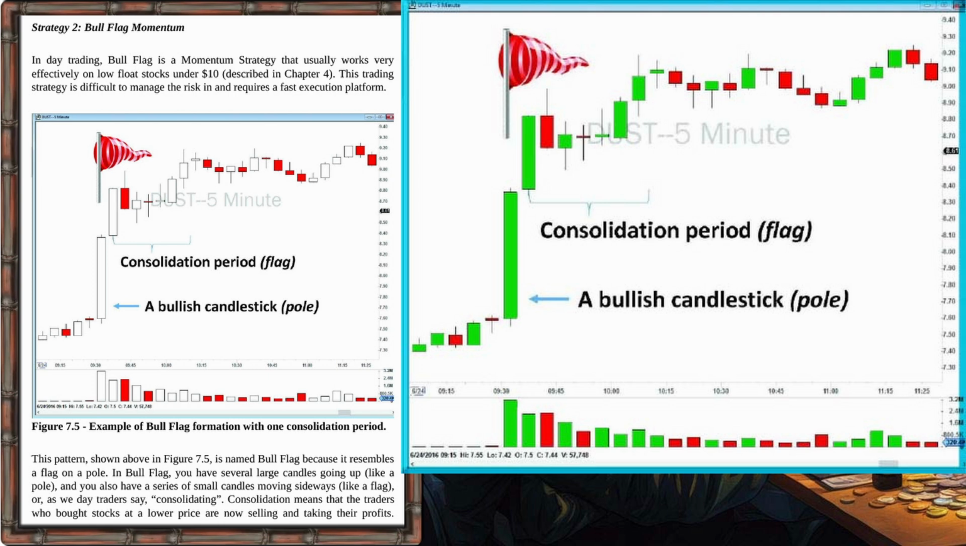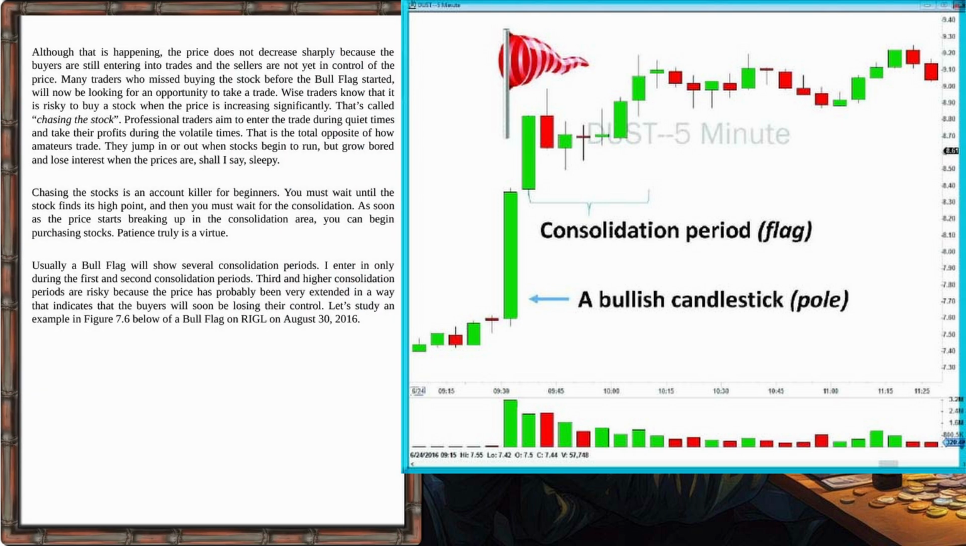Consolidation means that the traders who bought stocks at a lower price are now selling and taking their profits. Although that is happening, the price does not decrease sharply because the buyers are still entering into trades and the sellers are not yet in control of the price. Many traders who missed buying the stock before the bull flag started will now be looking for an opportunity to take a trade. Wise traders know that it is risky to buy a stock when the price is increasing significantly. That's called chasing the stock.